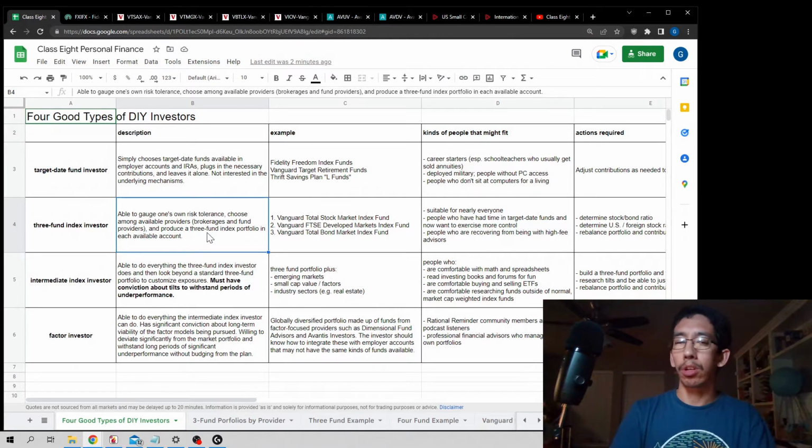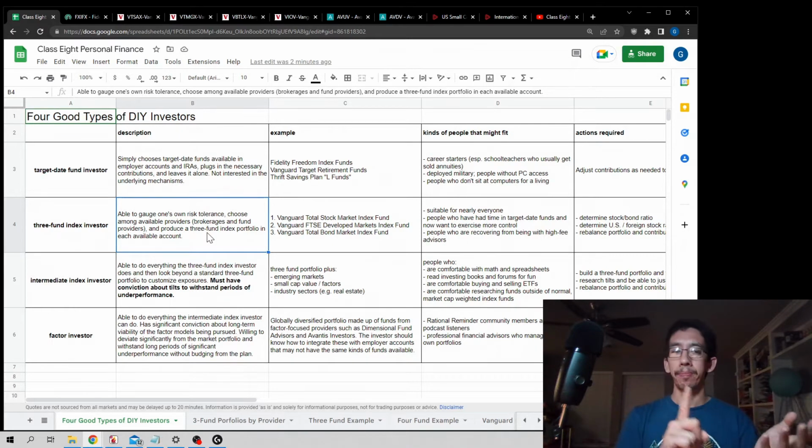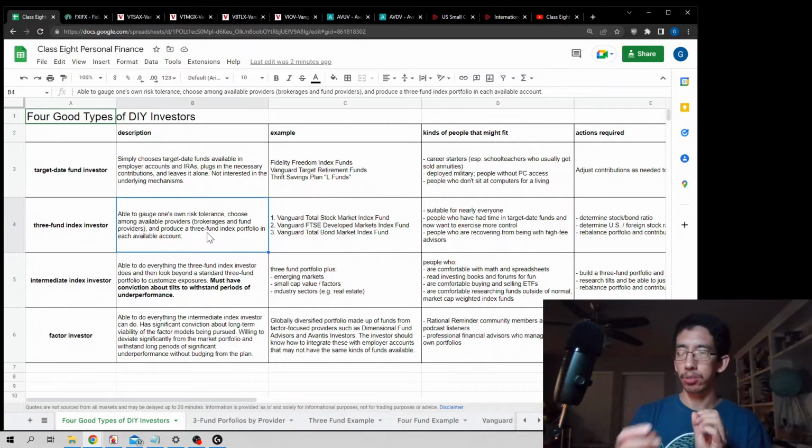So I'm just talking about, you have say a 401k and an IRA. Within the 401k, you put a US stock fund, an international stock fund, and a bond fund. And then you have an IRA on the side. And within the IRA, you have a US stock fund, international stock fund, and bond fund, and just keep those portfolios the same. If you can do that twice, once within each account, you're a three fund index investor. You can pull this off. And I think most people should be able to do this.